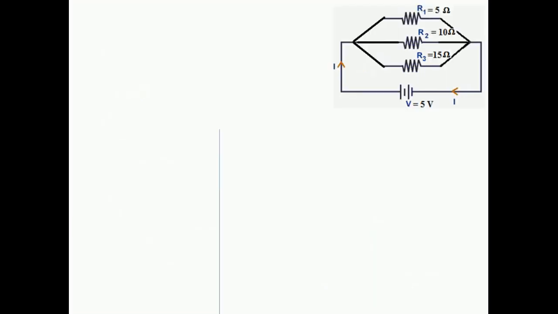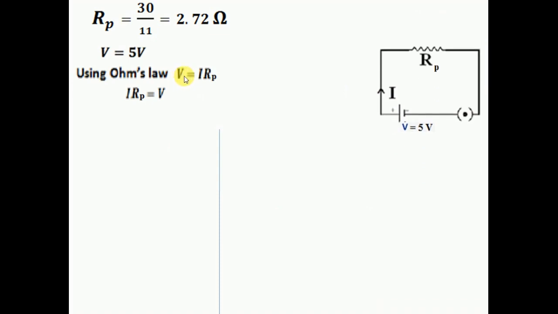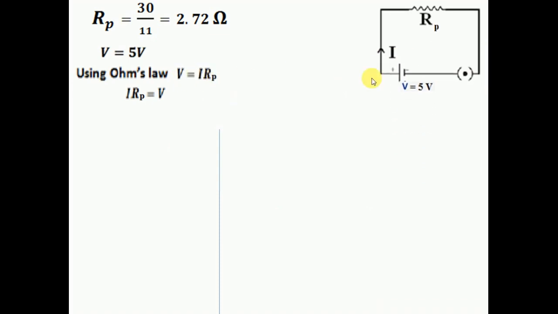For this I'll make an equivalent circuit, in which I'll replace the parallel combination of R1, R2, R3 by Rp. Then I'll use Ohm's law out here. We already got Rp to be 2.72 or 30 by 11, and V is already there, so I can find I using Ohm's law. So V is equal to I Rp. So I is equal to V by Rp.